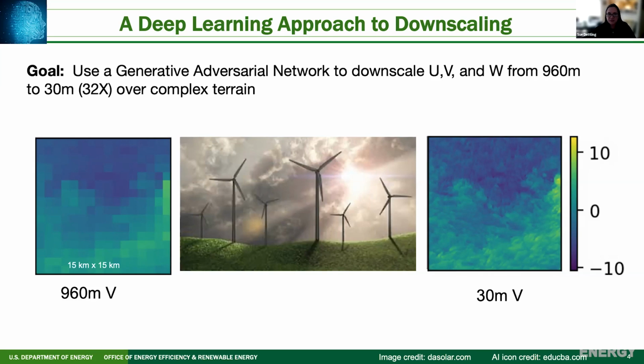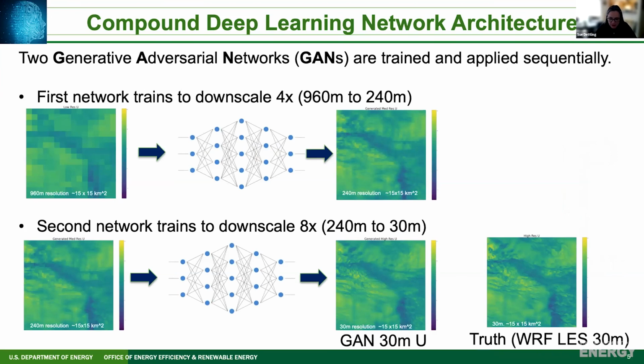We used a compound deep learning architecture to achieve the 32 times downscale by training two separate networks that are applied sequentially. The type of deep learning network which we used is called a generative adversarial network, or a GAN. And without getting into too much detail, a GAN is actually composed of two separate networks. One of the networks generates the images and the other determines the probability of realness of the generated image. And if configured properly, then both networks simultaneously improve at their task during training.